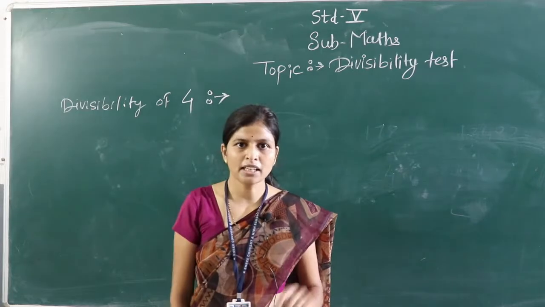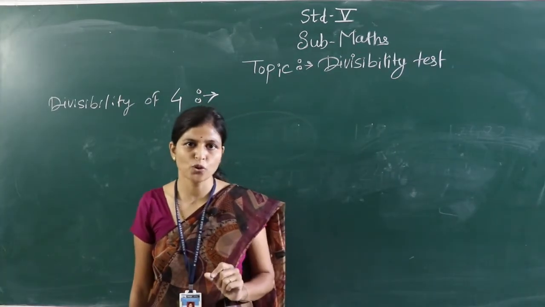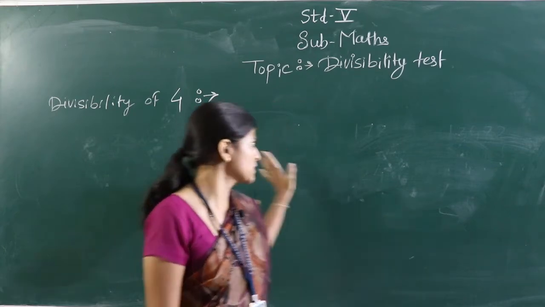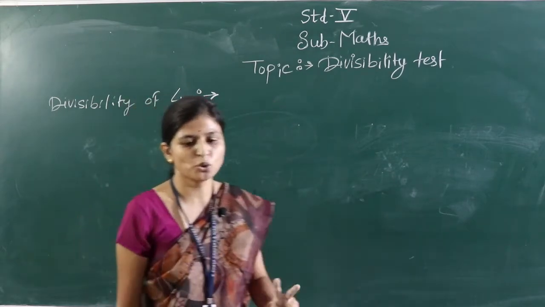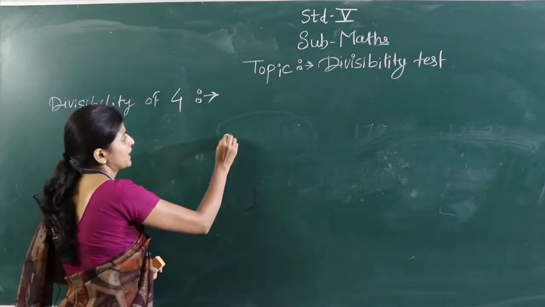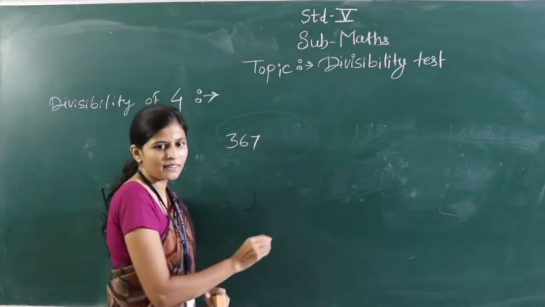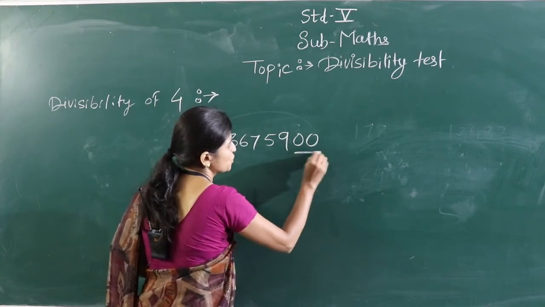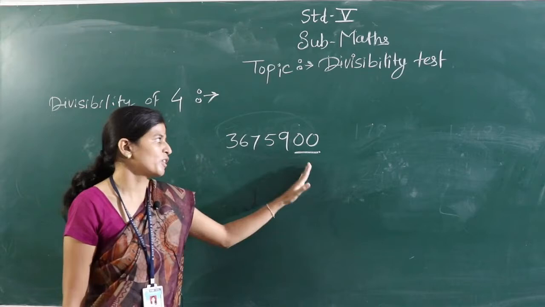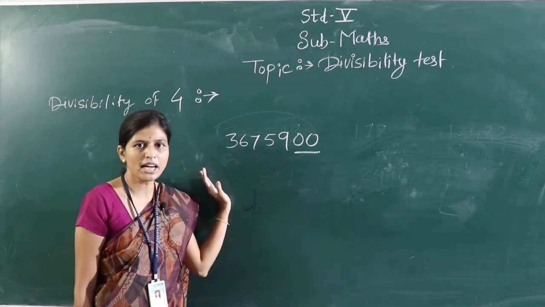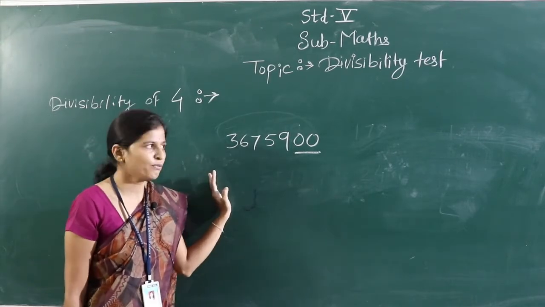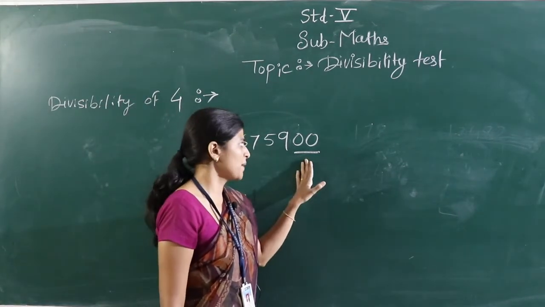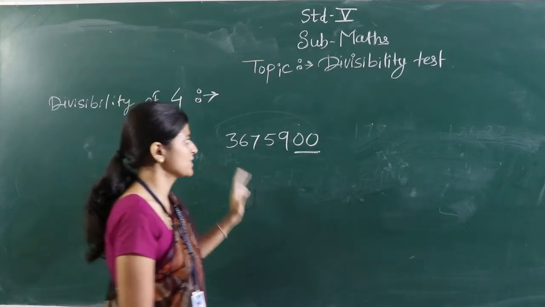जैसे 2 में हमने देखा था कि लास्ट डिजिट अगर 0, 2, 4, 6, 8 है तो नंबर इज डिविजिबल बाय 2. लाइक दिस इन 4 divisibility of 4 we see the last 2 digits. For example, we take an example 3675900. If the last 2 digits are divisible by 4, that means the whole number is divisible by 4. This is the divisibility of 4.